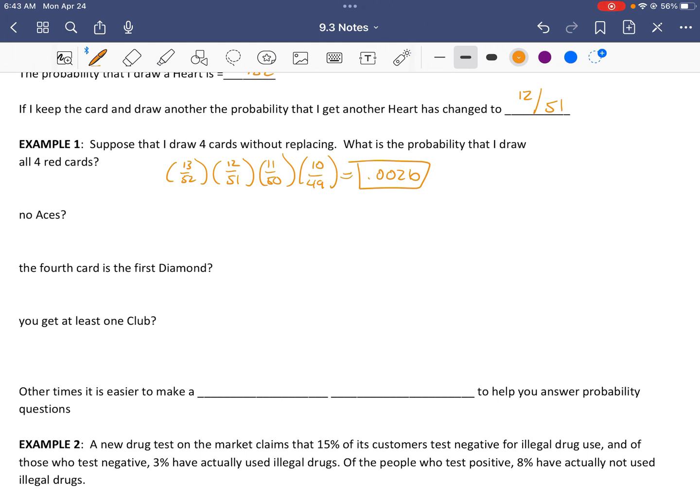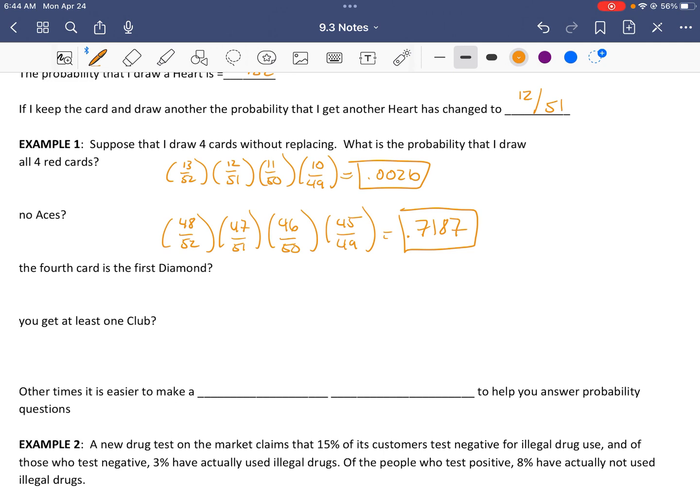What's the probability, same situation, 4 cards without replacing, that all 4 cards are not aces? Okay, so first card's not an ace, so 48 out of 52, 47 out of 51, 46 out of 50, and 45 out of 49. Okay, in your calculator, 0.7187 or 71.87%. 4 cards, none of them being aces.